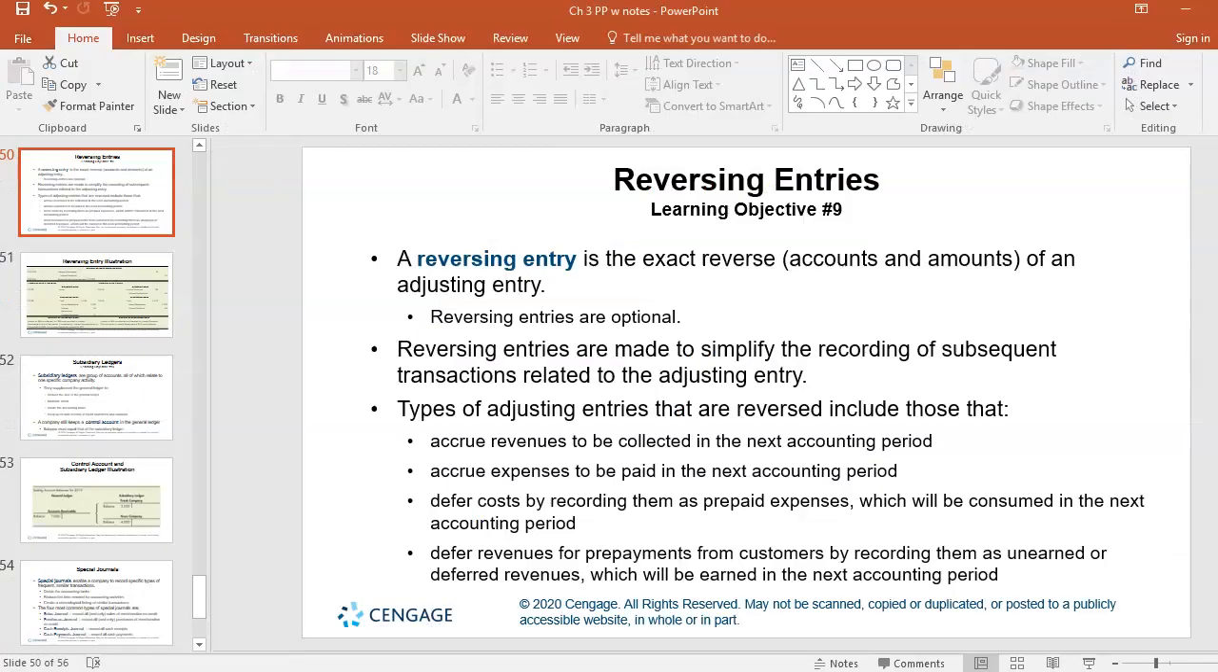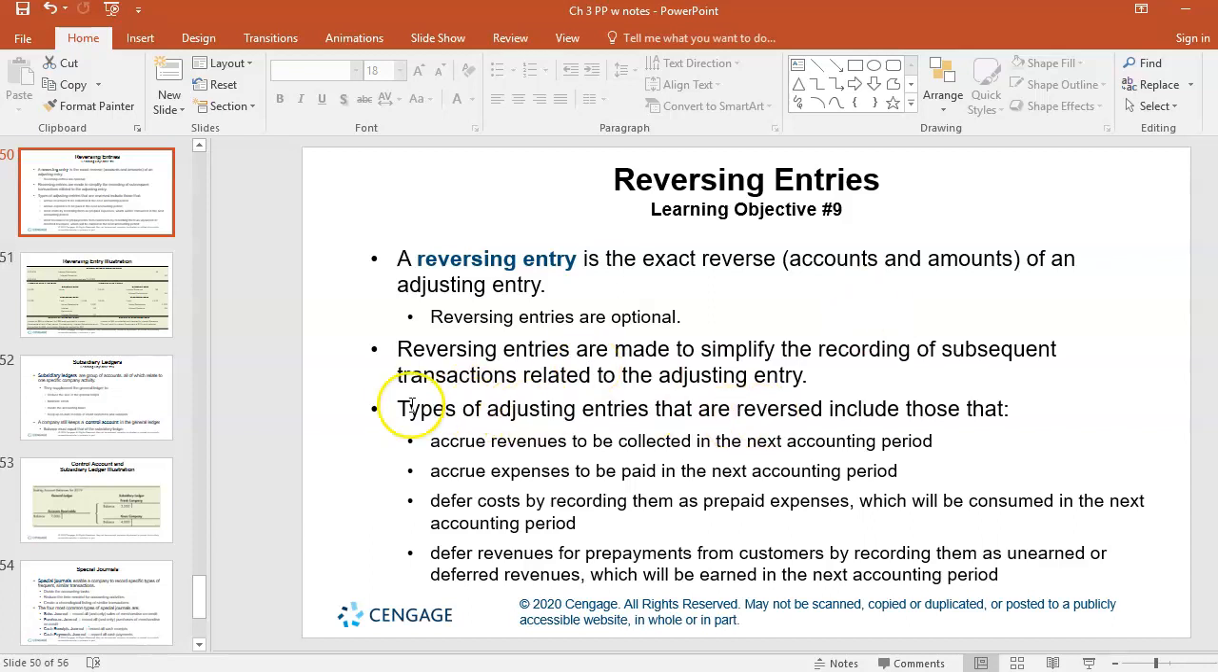Now let's go back over here. All right, so these reversing entries are optional. And basically what a reversing entry does is it reverses an adjusting entry. So on January 1st, you would reverse that entry made on December 31st, and then the person that records the journal entry on January 2nd can do it like they've always done it. Okay? And I'll go back and look at that on the other page in a minute.